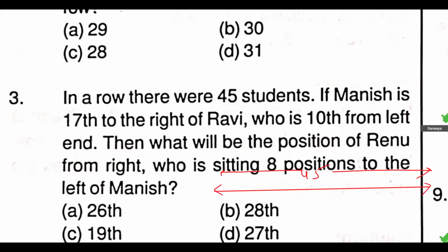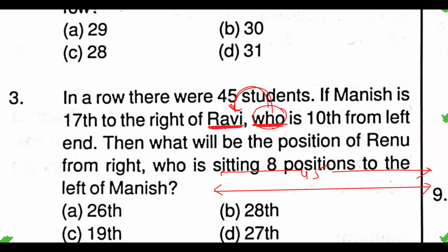The question is, if Manish is 17th to the right of Ravi, who is 10th from the left end? Now this who, who is being talked about? This we are talking about Ravi. Okay. When "who" comes after a particular name, that means we are talking about this particular person only, Ravi. Ravi who is 10th from the left end. So Manish is 17th to the right of Ravi, Ravi who is 10th from the left end.